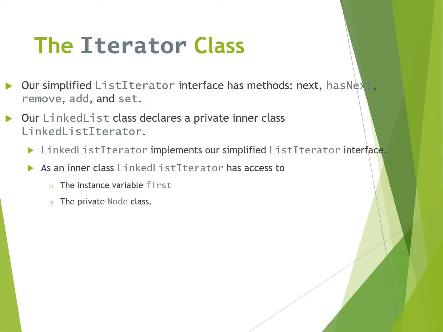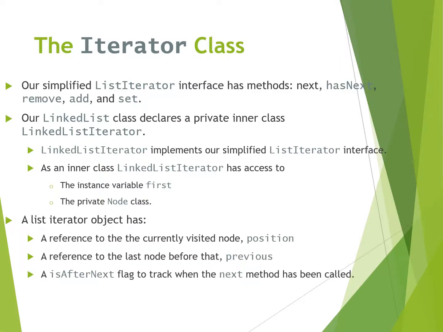So our linked list class declares a private inner class called linked list iterator. So linked list iterator is like the node class, which is an inner class. And the linked list iterator implements our simplified list iterator interface with those methods next, has next, remove, add, and set. As an inner class, linked list iterator has access to both the first instance variable of the linked list class and the private class node that we define inside the linked list class.